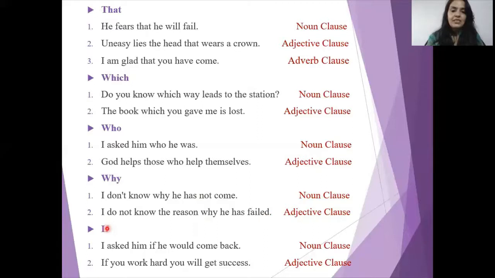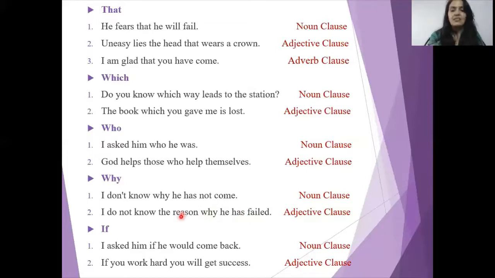I don't know the reason why he has failed. I don't know the reason. See, I don't know is here also, but here's the additional part, the reason. If you ask the question, what don't you know, you will get the answer, the reason. And reason is already part of the principal clause, so we can't ask this question. So in I don't know the reason why he has failed, why he has failed is just clarifying the reason. This second clause, the dependent clause, is qualifying the reason.